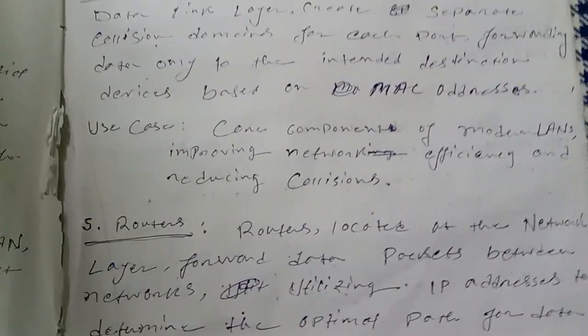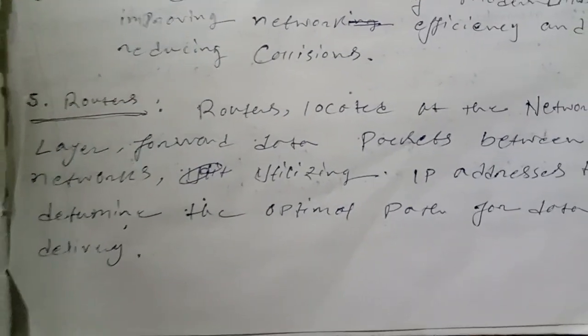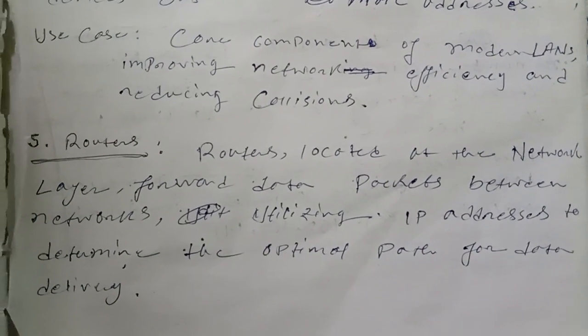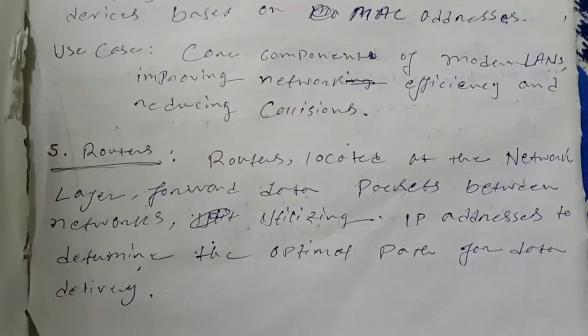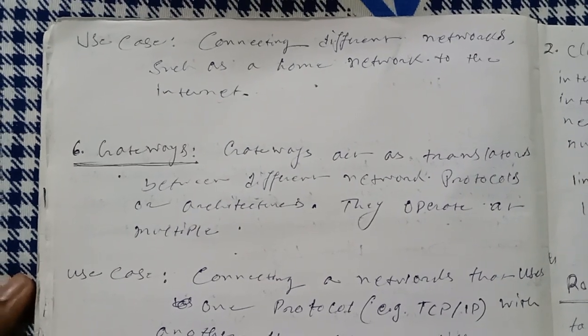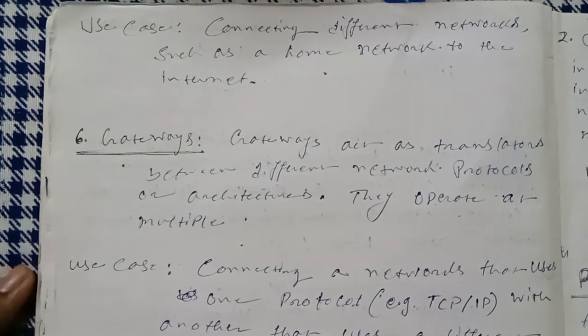Routers are located at the network layer and forward data packets between networks, utilizing IP addresses to determine the optimal path for data delivery. What is the use case of a router? Connecting different networks, such as a home network to the internet.